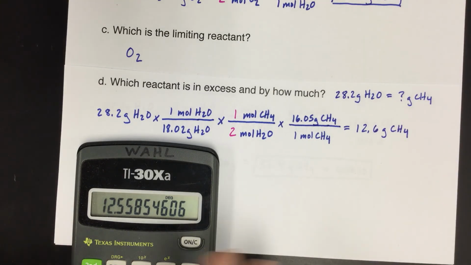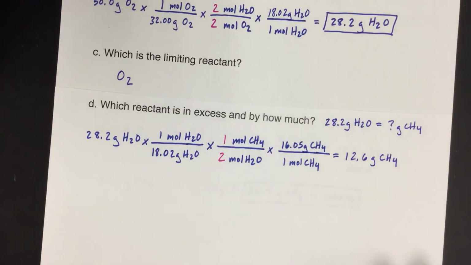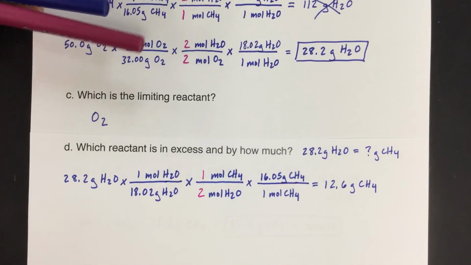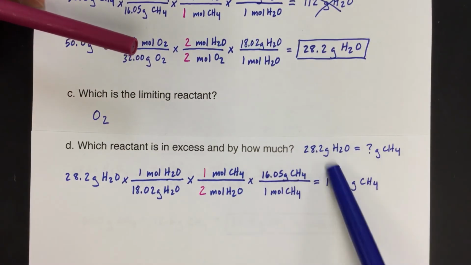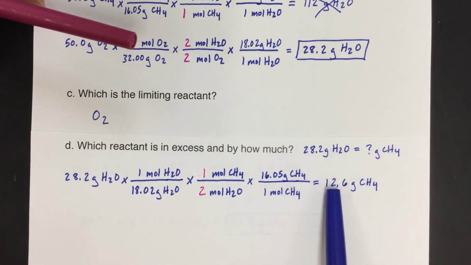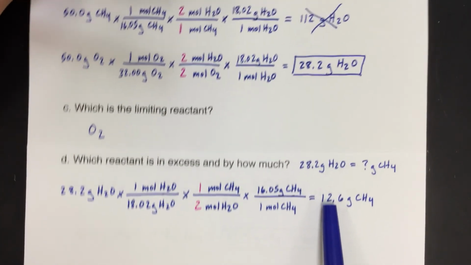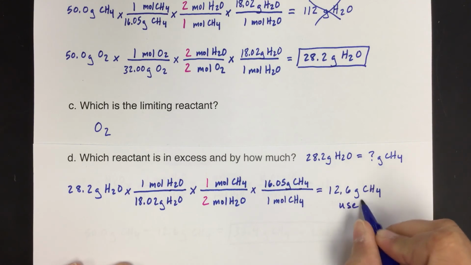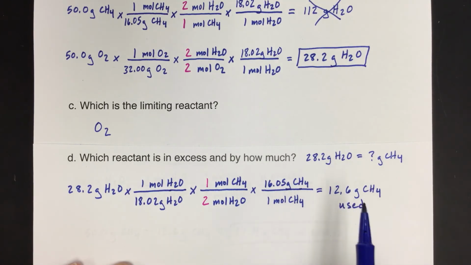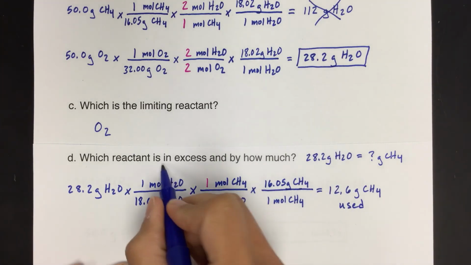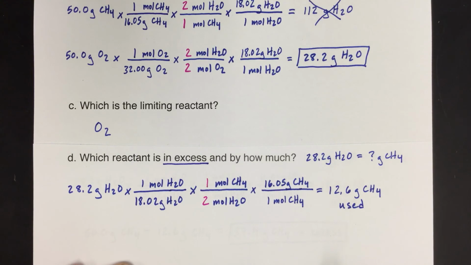So don't get carried away here, because that is not the answer. Think about what you just calculated. You just converted 28.2 grams of water. We just figured out if we want to produce this much water, how much methane will we need? This much. So what we just calculated was the amount of methane used. If we have 12.6 grams of methane, we can make 28.2 grams of water, and that's how much we made. The question is asking how much is in excess.